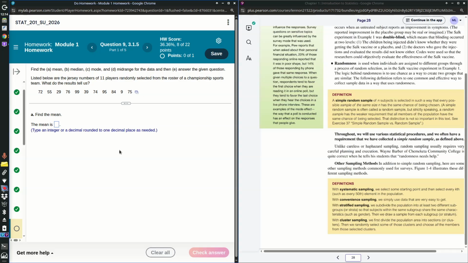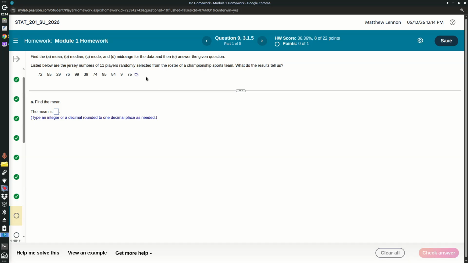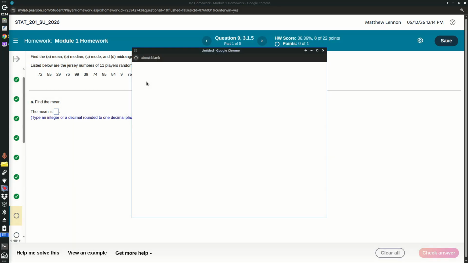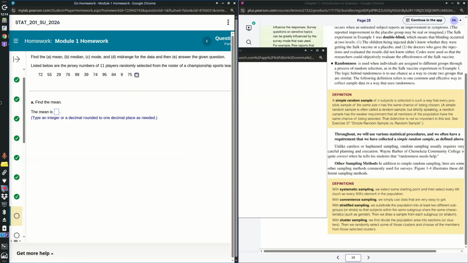We can actually do some StatCrunch stuff here. So we're going to do some computations. It's asking us for the mean, median, mode, mid-range. The mid-range is not something StatCrunch can do, but it's not hard. It's just the min plus the max divided by 2. So let's open this data in StatCrunch, and I'll show you how to do it.